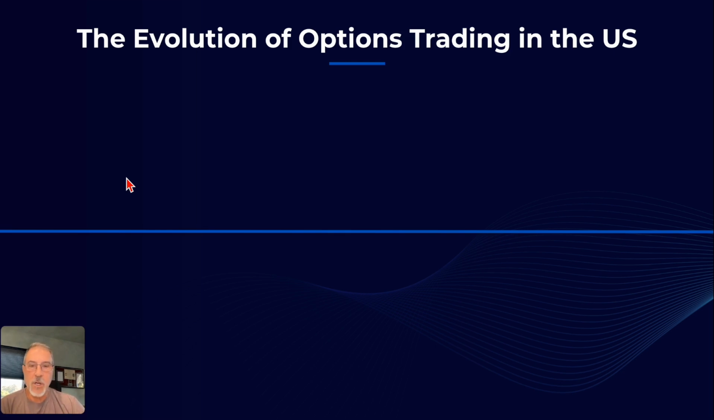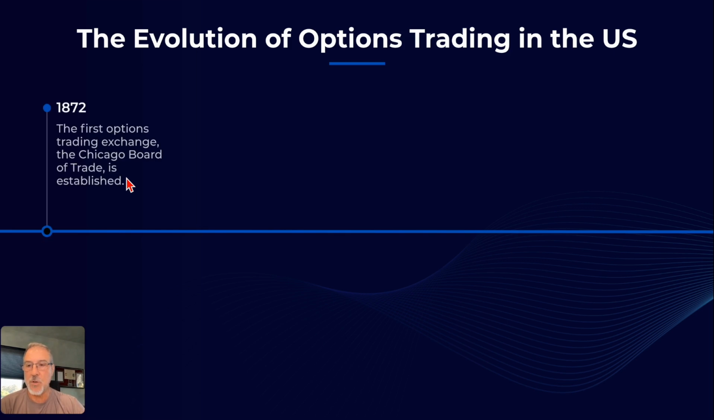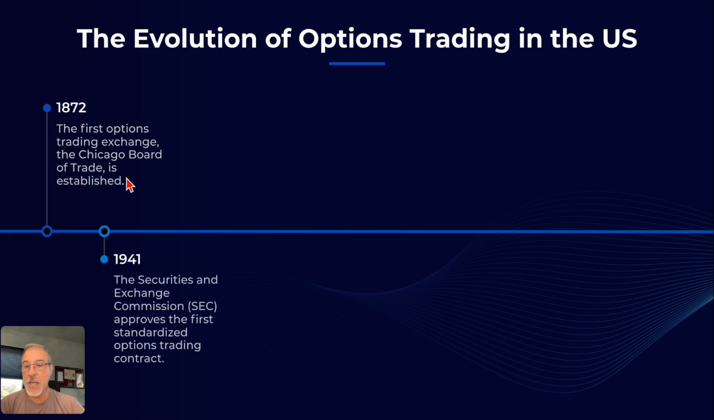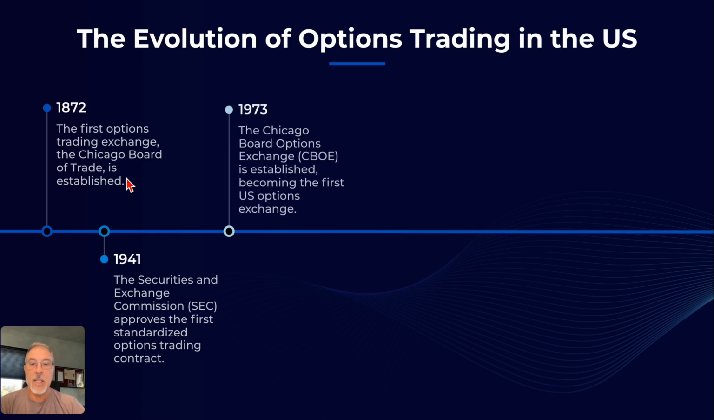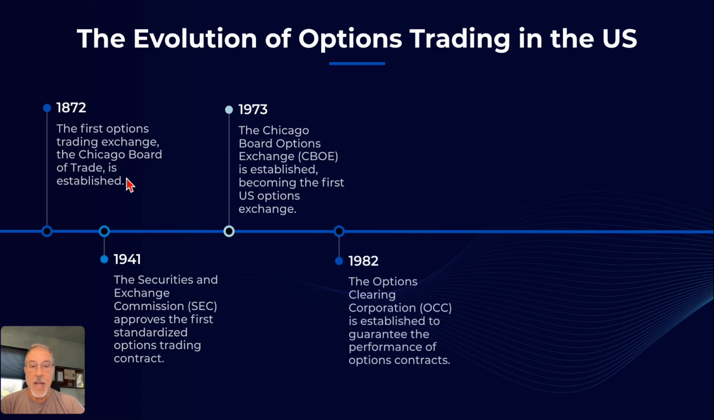But the first thing I want to do is talk about the evolution of options trading in the United States. Back in 1872, that's when the first options trading exchange, the CBOT, was established. In 1941, the SEC, the Securities and Exchange Commission, approved the first standardized options contracts. Then the Chicago Board Options Exchange, the CBOE, was established in 1973. And then the Options Clearing Corporation was established. That's an organization that basically just guarantees the performance of options, how they operate, etc.